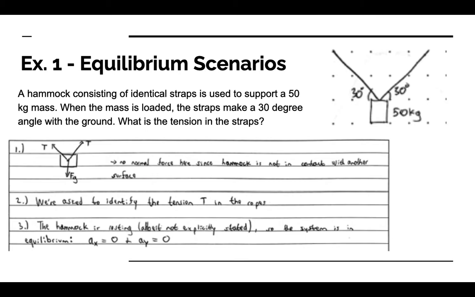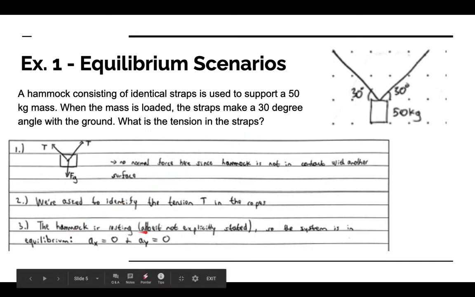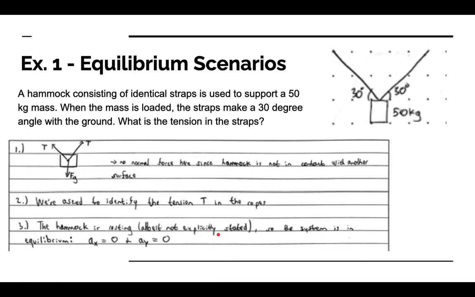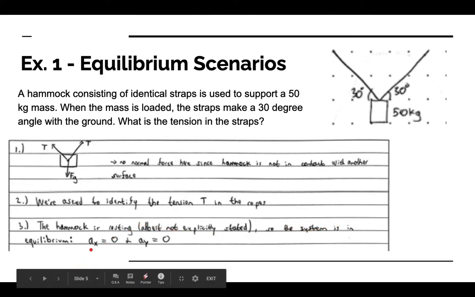Now, in this specific case, and this is because this is a problem that I created, there isn't any indication of at rest or constant velocity, but hammocks are at rest. They just kind of sit there. So even though it's not explicitly stated, in this case it's implicitly stated. It's implied. So the system is in equilibrium, which implies our horizontal acceleration and our vertical acceleration are 0.